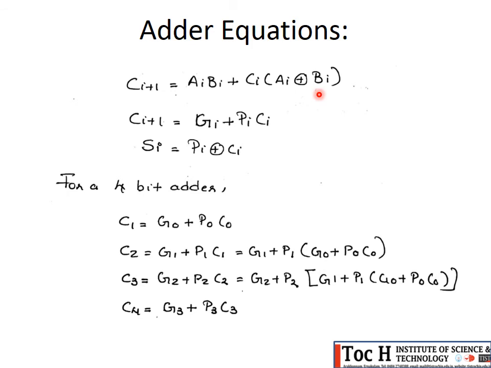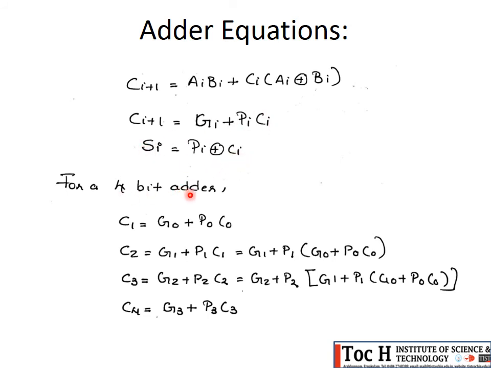Generate is actually A into B, and the expression for the propagate signal P is A XOR B, and the expression for the delete signal is A bar B bar, which is not actually used. So using these intermediate signals, we can rewrite the expression for C out as Gi plus Pi Ci, and the sum as Pi XOR Ci.